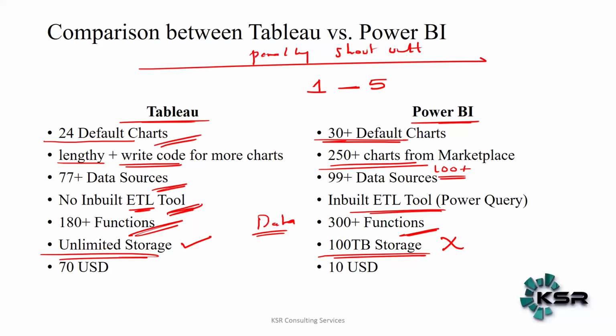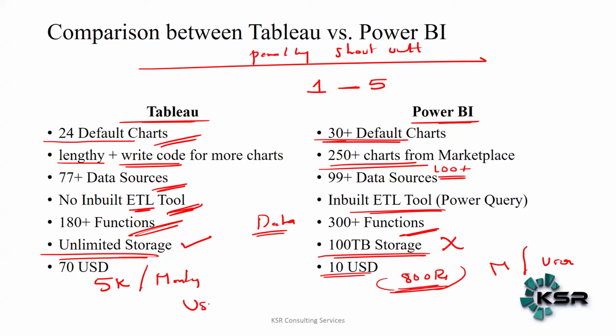Assuming that as of today the dollar price is 80 rupees, 80 into 10, 800 rupees I need to pay monthly per user. This is for licensing. So 10 USD. Now let's talk about 70 into 80. You need to pay 5K monthly for every user. So obviously the preference I'll give to this one, cheap and best.